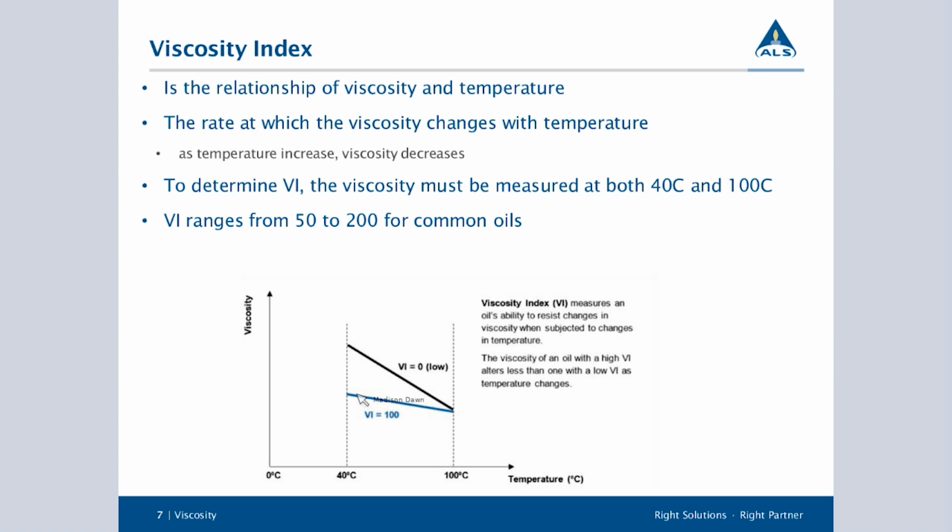And what you'll do is you'll plot that point. And so let's say we've got an oil and we have 0 over here and 40 over here. When we measure that in centistokes, we plot a point here. Then we'll measure it at 100 C and we'll plot it here.